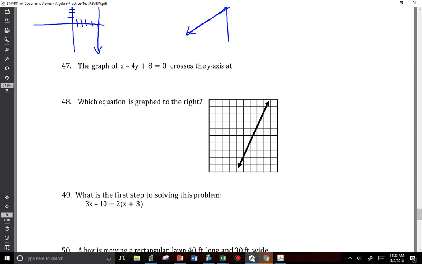Distribute. Okay, so distribute the 2. It's not even asking us to do it. It's just asking what is the first step. So you would say distribute the 2.